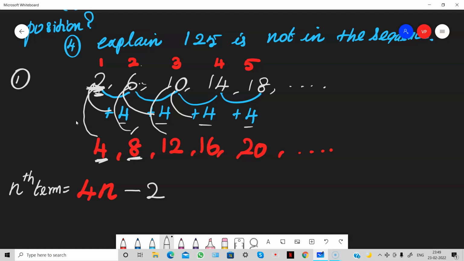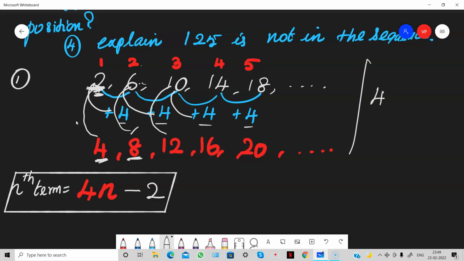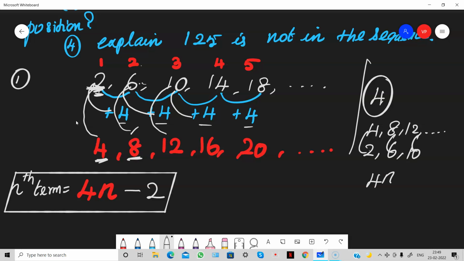See, students, we have found the answer. How did we get this? First, I found the number which is being added, which is 4. So I wrote the multiples of 4: 4, 8, 12 and so on. Then I found how the sequence comes from them, so I found 4 times n, then minus 2. This gives all the members of the sequence. So this is the nth term.